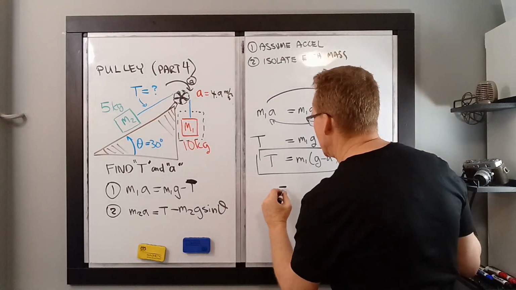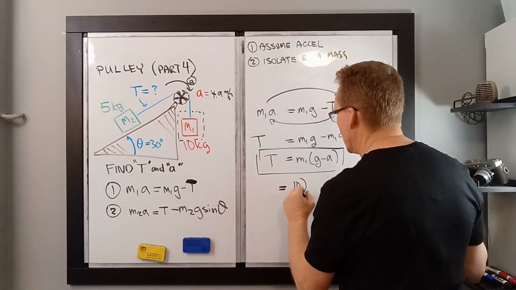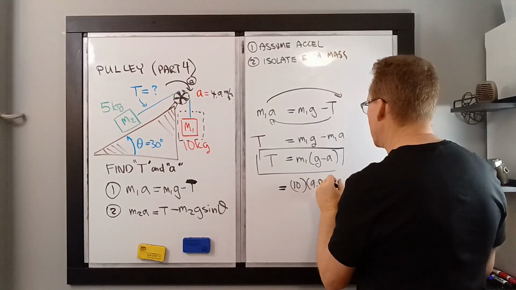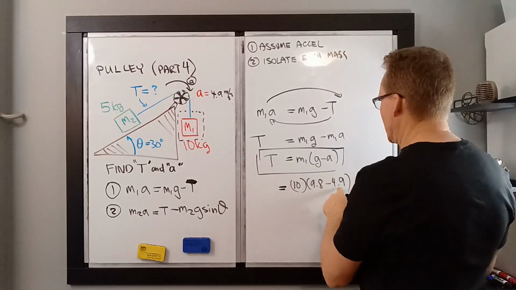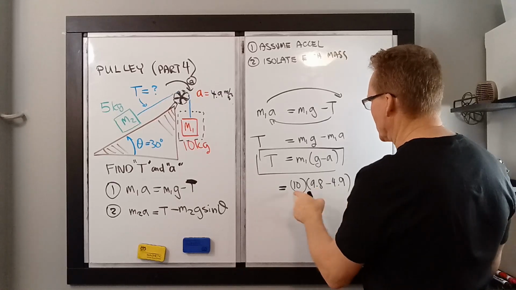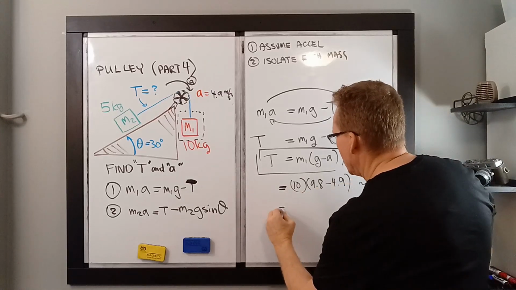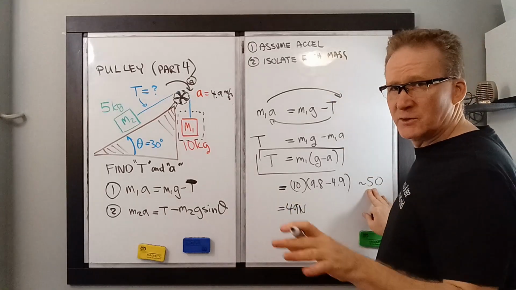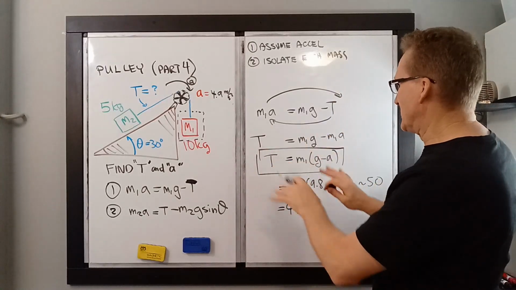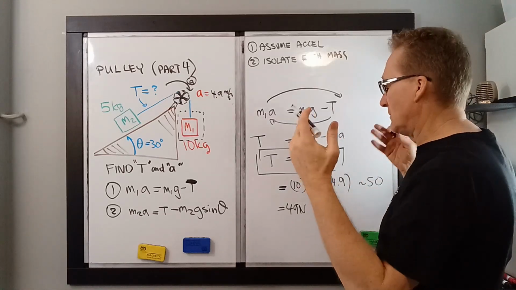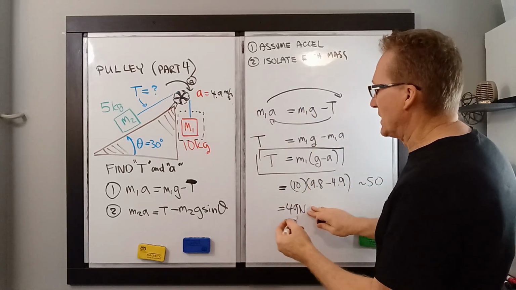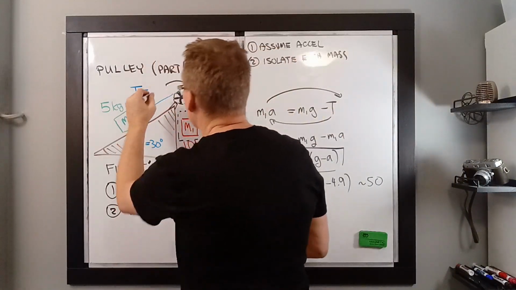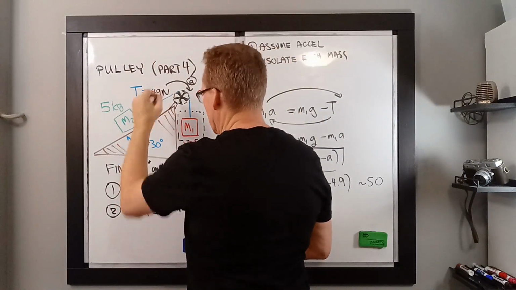Plugging in the numbers, let's see if those make sense: 10 times 9.8 minus 4.9. This is about 5. 10 minus 5 is about 5, so it's about 50. I'm actually getting 49 newtons. Awfully close on the estimation. I would do this regularly, unless the numbers are massive or really difficult. I would do a quick wild calculation in your head, see if you're even close. That helps you to avoid silly math mistakes. So this tension here is 49 newtons.